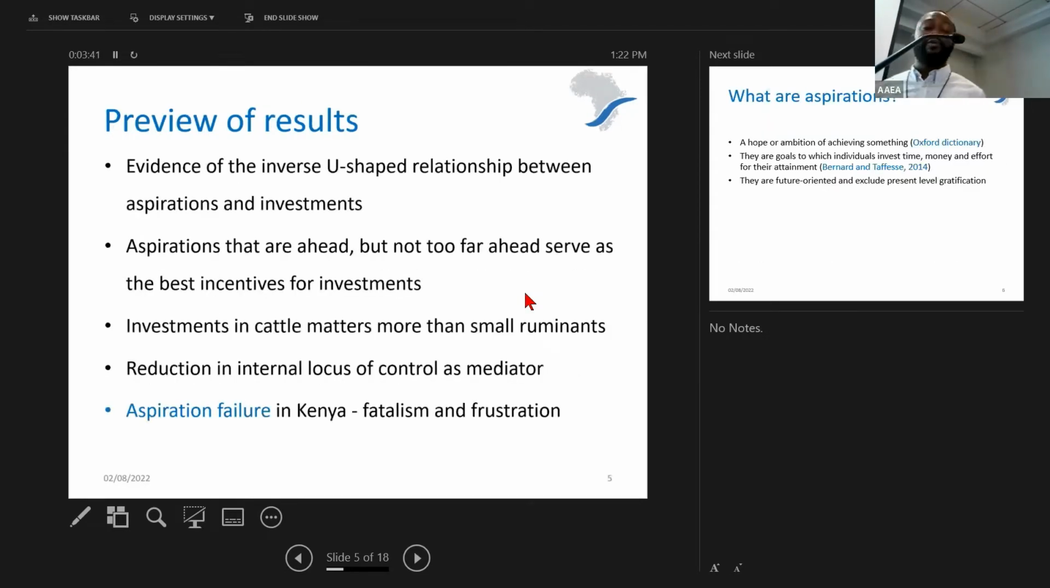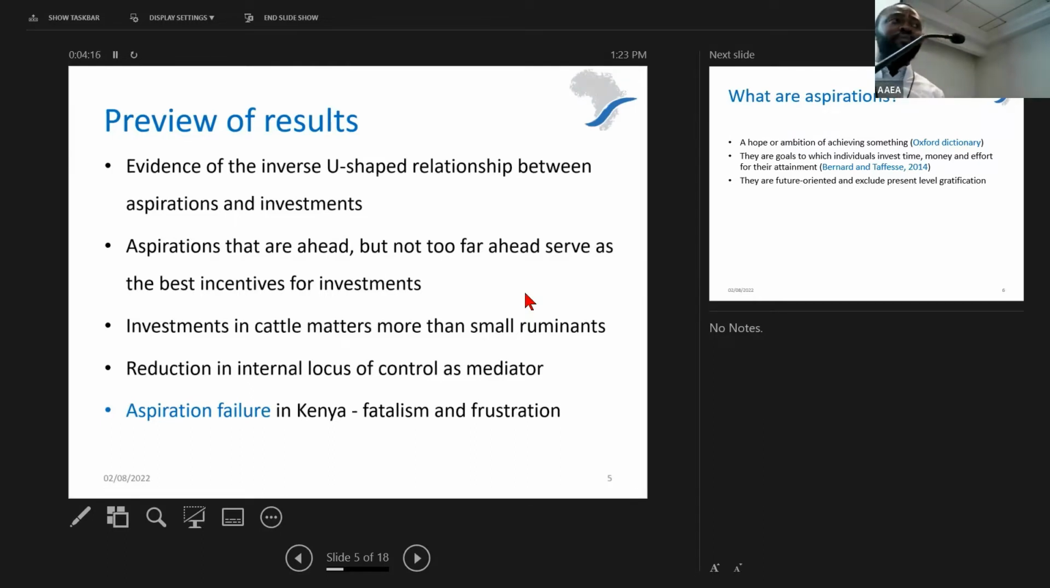So just a brief preview of the results. We find evidence of this inverse U-shaped relationship between aspirations and livestock investments in Kenya. Therefore, we conclude that aspirations that are very far ahead serve as the best incentives for investments. We also did some heterogeneity analysis where we looked at different kinds of livestock, grouping them into very large livestock, small livestock, and poultry. And we saw that what matters is not just any kind of livestock, but investments in cattle.